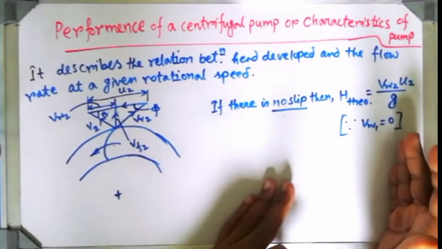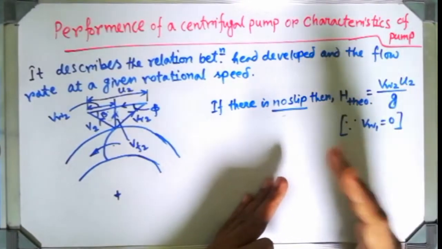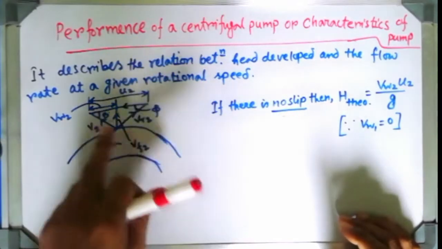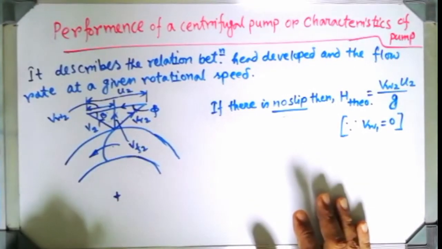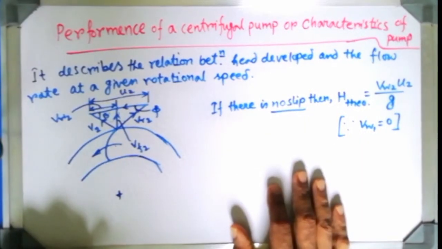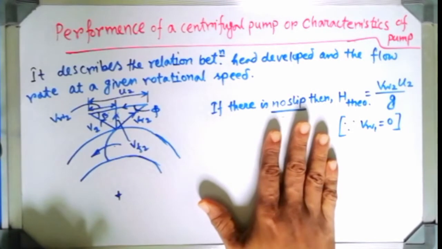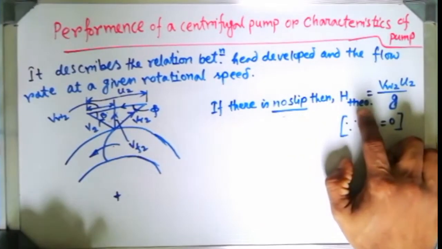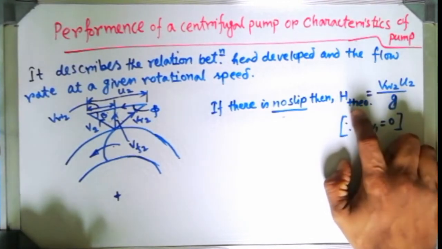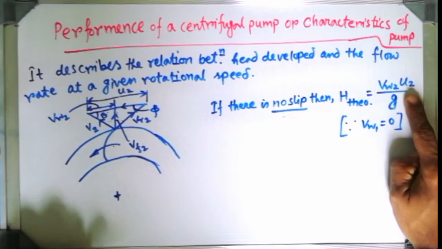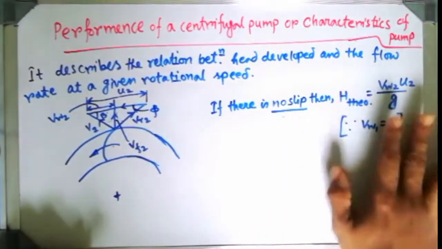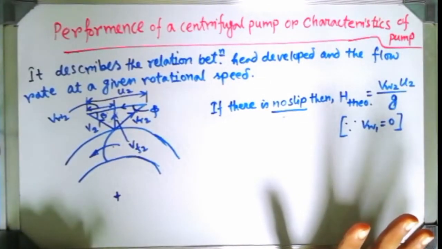Now if I consider there is no slip in that pump, what is slip already I told, obviously due to slip some tangential velocity component is getting reduced, and due to slip already we have seen some head developed will be getting lost. If we consider there is no slip, then I can write H theoretical. H theo means H theoretical, that means the head developed by the pump, which is in a theoretical manner. It should be the Euler's equation, VW2 U2 by g, because VW1 is 0. Already I have seen what is that Euler's equation.